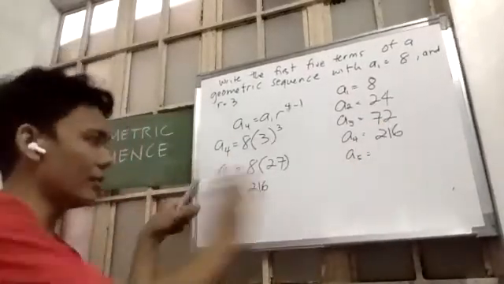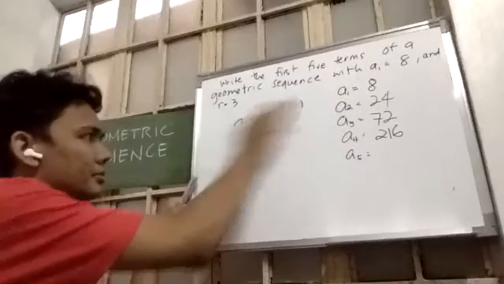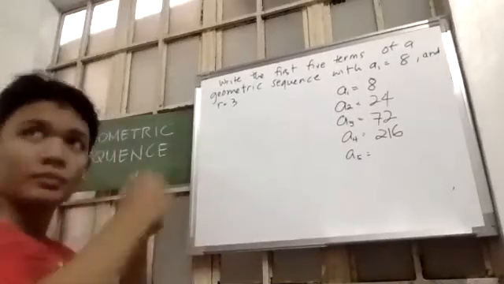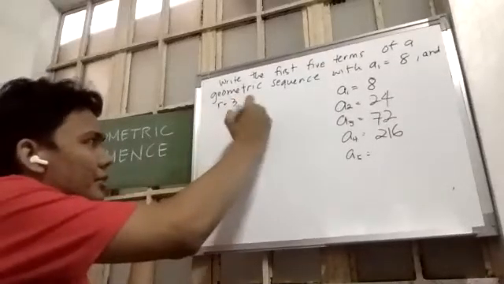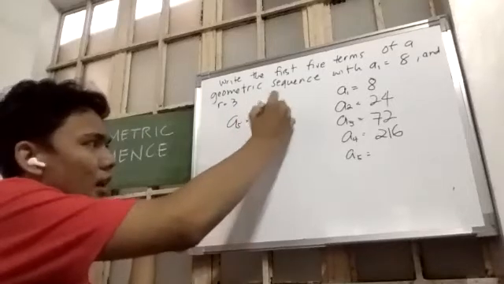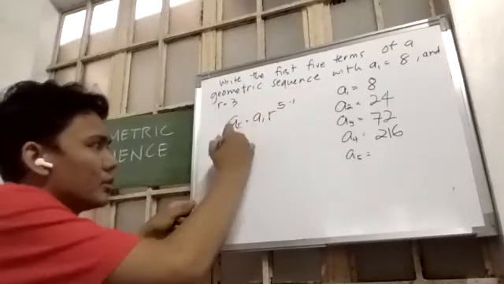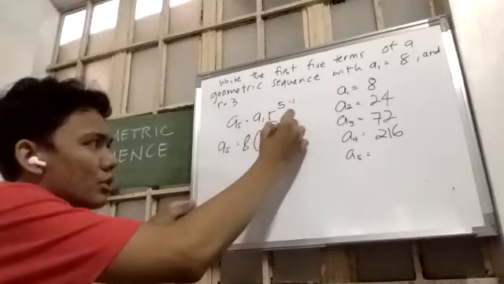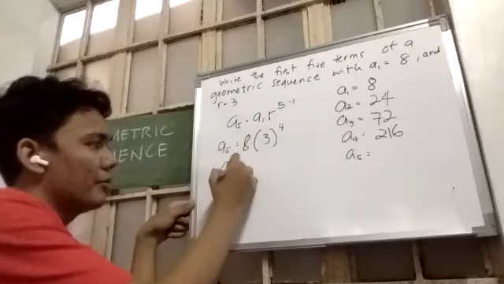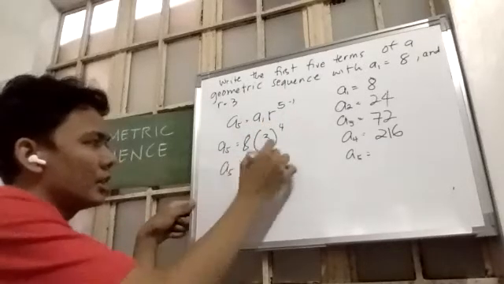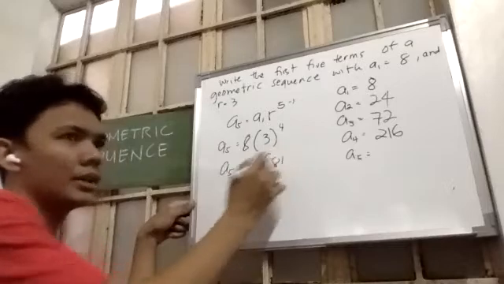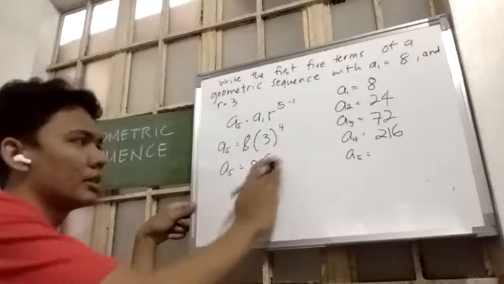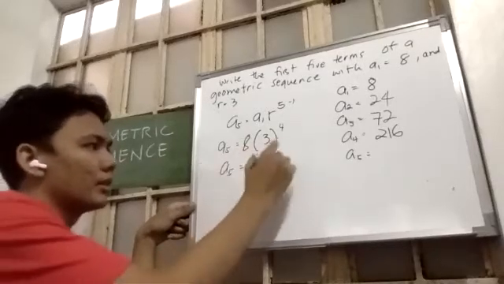And lastly, we have a sub 5. A sub 5 is equal to a sub 1 r raised to 5 minus 1. So, you have a sub 5 is equal to 8 times 3 raised to 4. So, we have a sub 5 is equal to 8 times 81. Tama ba? Hindi. Tama, 81.